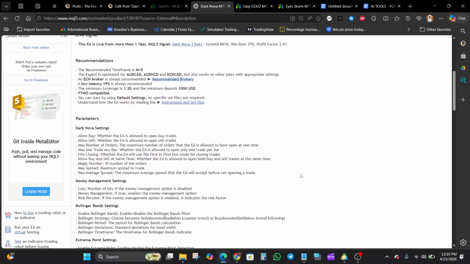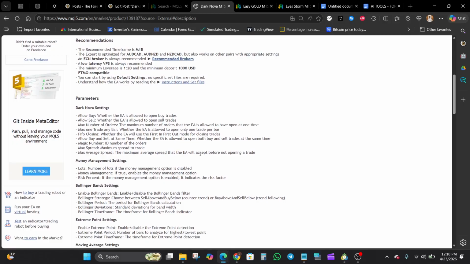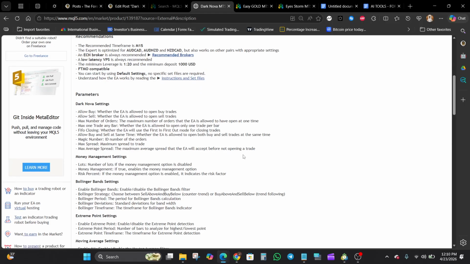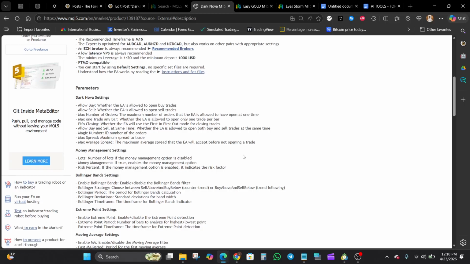The EA includes optional grid functionality. So if the initial trade goes into drawdown, it can open additional positions at defined distances, effectively averaging the entry price. This can improve recovery in ranging markets, but it also increases exposure if the market continues trending.